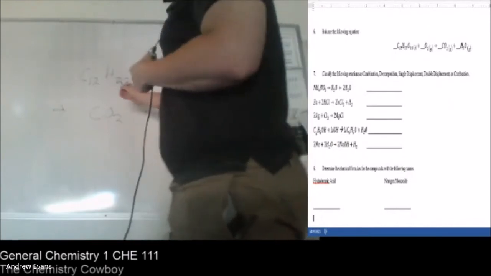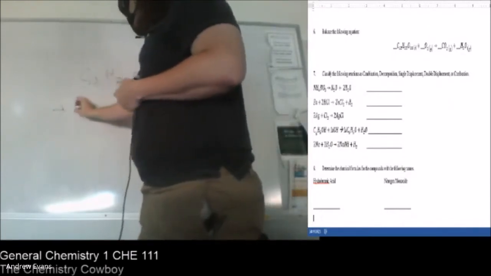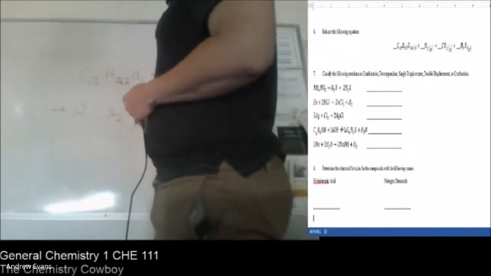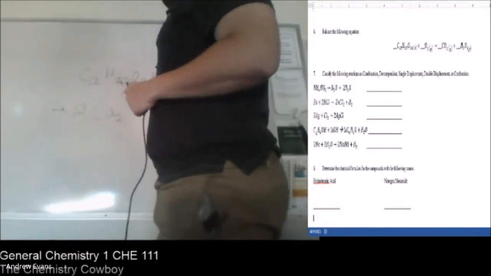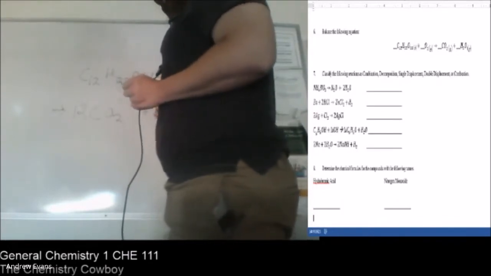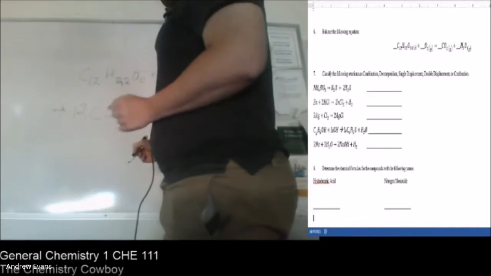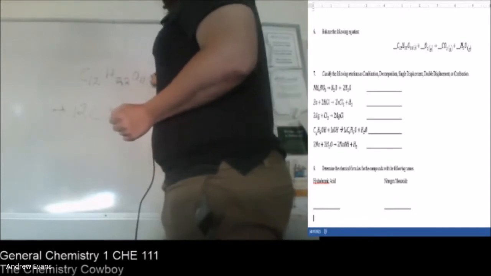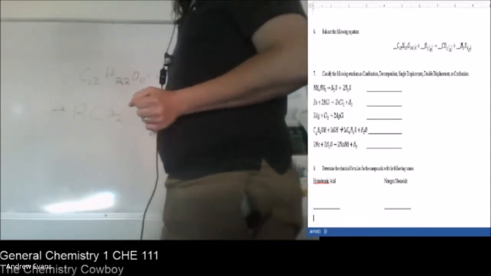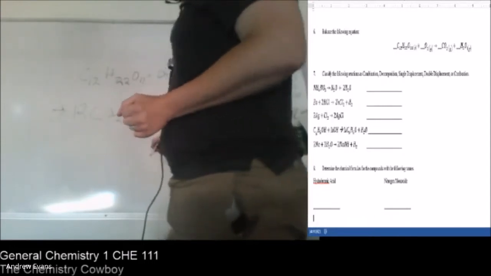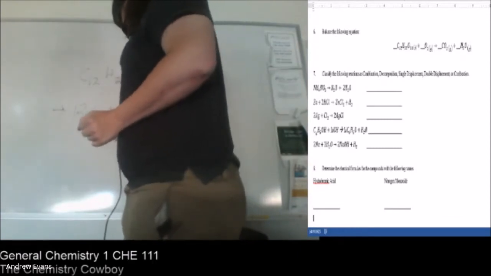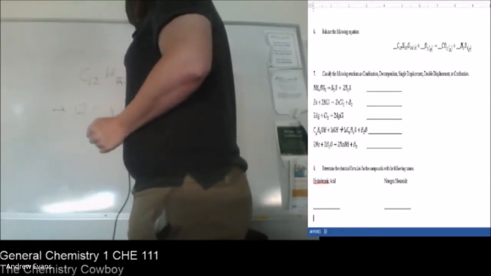So with that in mind, 12 carbons, the easiest way to balance that would be to put 12. 22 hydrogens. Because there are 2 hydrogens per water, you would have to have 11. Now here's where it could be a sticky wicket, because you will have an odd number of oxygens on the right. 12 times 2 is 24. 11 times 1 is 11.